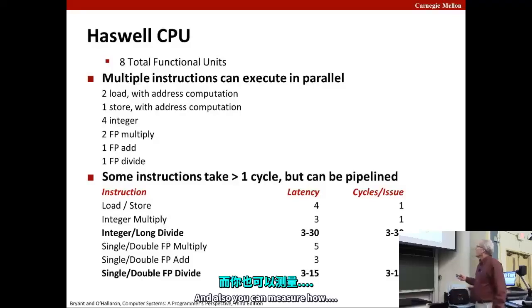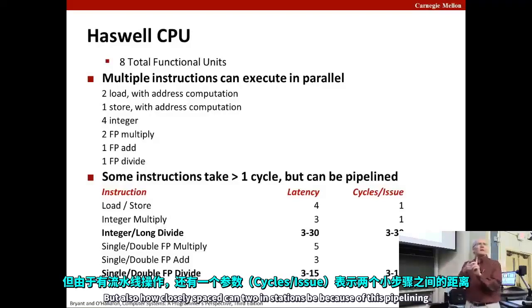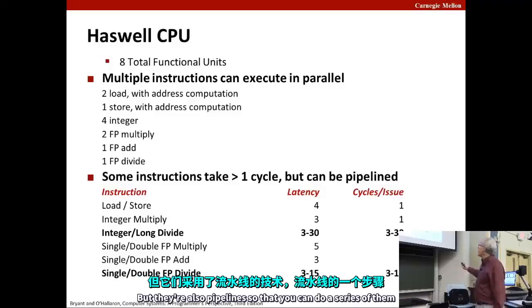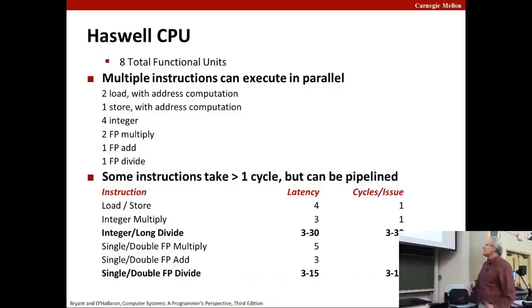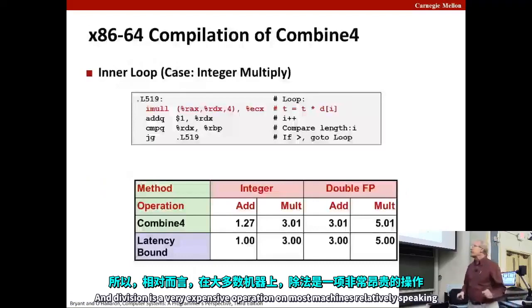Also, an instruction now has 2 characteristics. One is how long it takes from beginning to end, but also how closely spaced 2 operations can be because of this pipelining. Most of them take some number of clock cycles to perform, but they're also pipelined so that you can do a series of them just one cycle apart. The only ones that aren't are the division, which is both very slow and not pipelined. Division is a very expensive operation on most machines, relatively speaking.